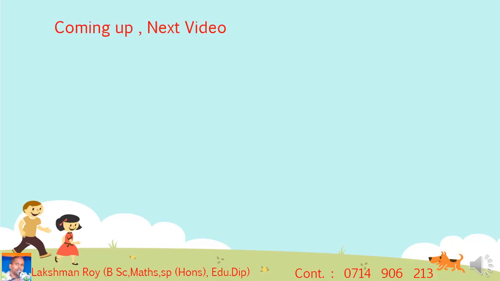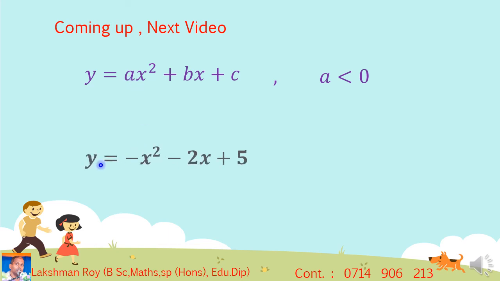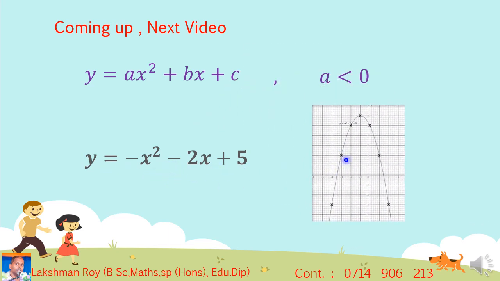Alright students, in the next video I'll discuss this type of graph. You can see here the y equal ax square plus bx plus c type graph we are discussing. In the next part, I'll discuss a less than 0, that means a is negative, so the coefficient of x square is negative. So I will discuss this type of graph: y equal negative x square minus 2x plus 5. So keep in touch. This is a graph.